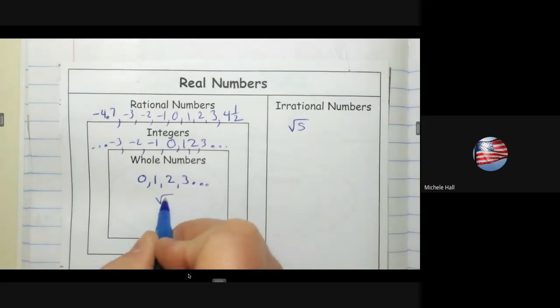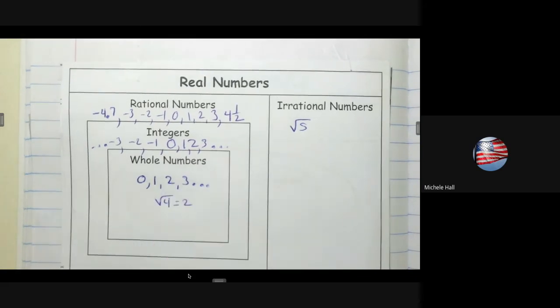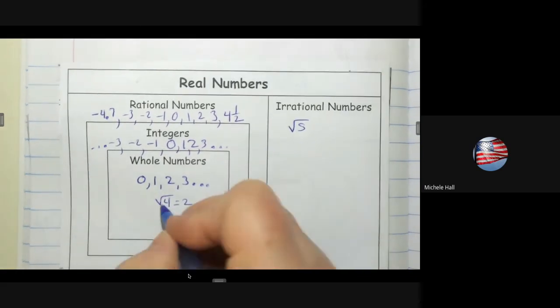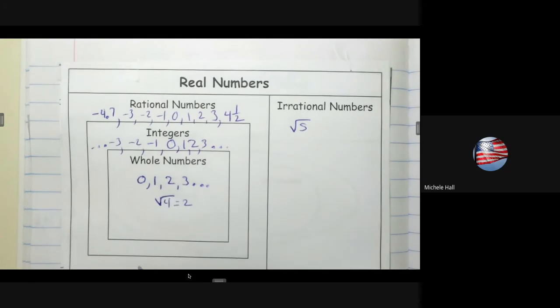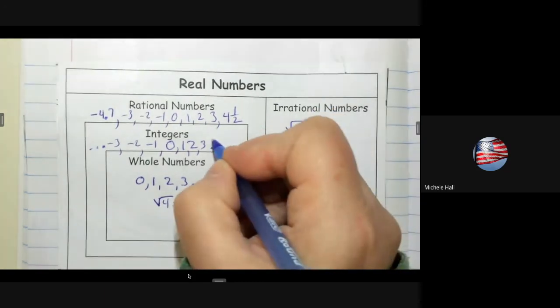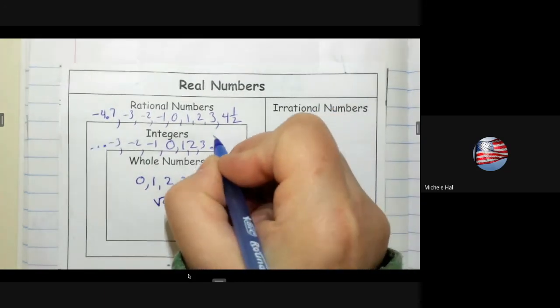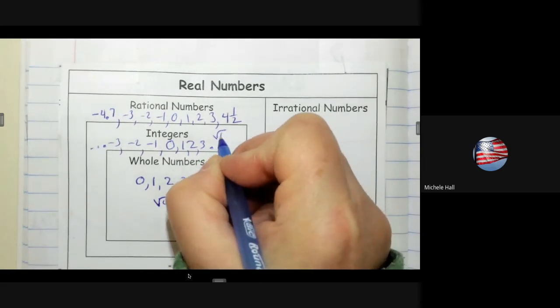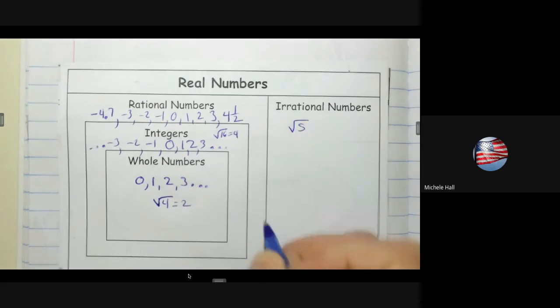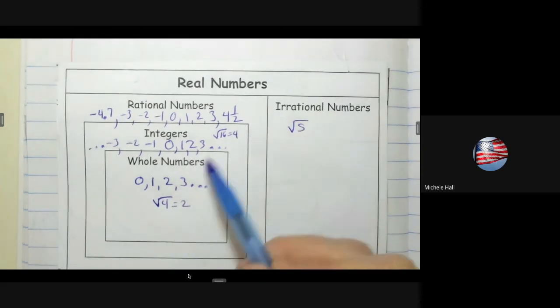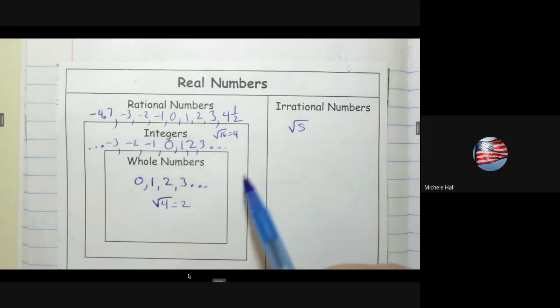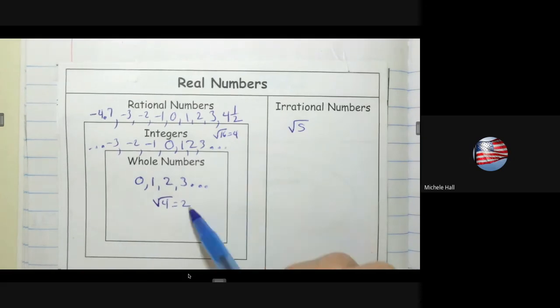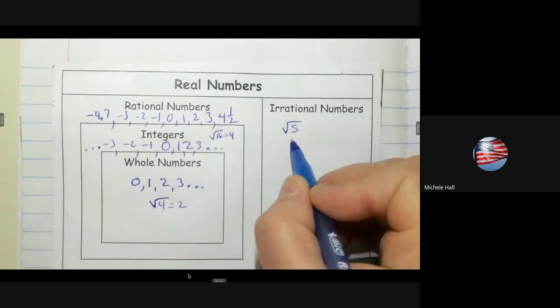What's the square root of 4? It's equal to 2. 2 is in the whole numbers. So perfect squares do belong over here. I could also have the perfect square in the integers. The square root of 16 equals 4. So the perfect squares belong over here. They reduce down to whole numbers. Non-perfect squares belong in the irrationals.